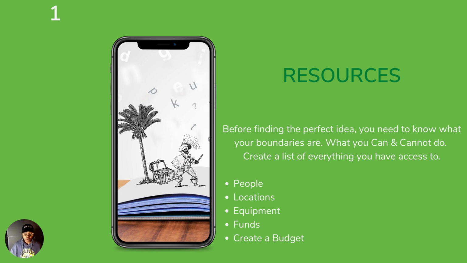So I really encourage you to just sit down and list everything that you own or someone close to you owns who would potentially allow you to use it, and just list those things out. And then next is equipment. Equipment is a big one.